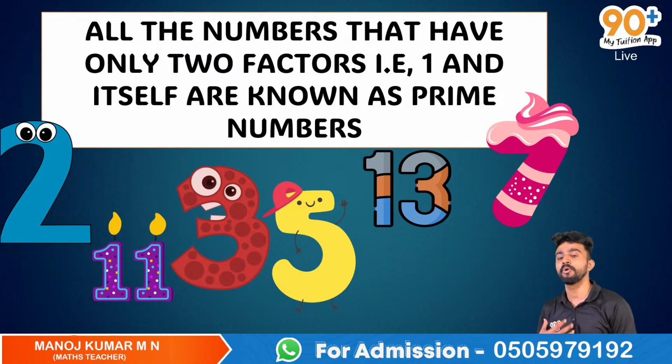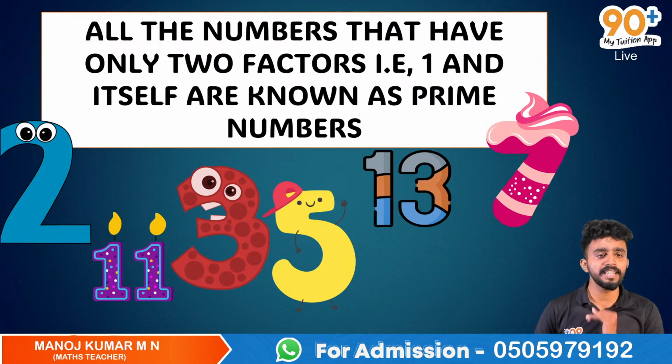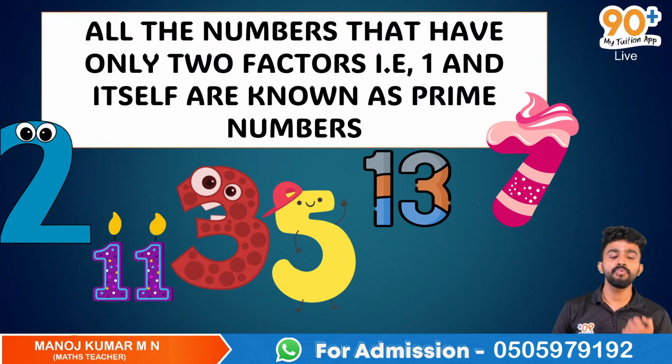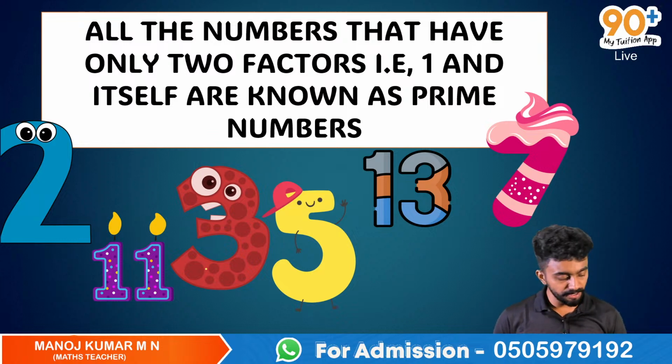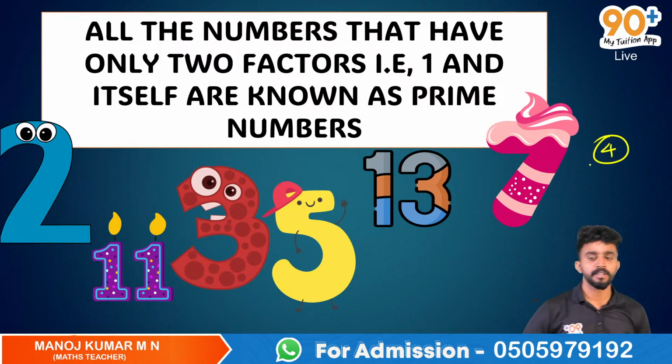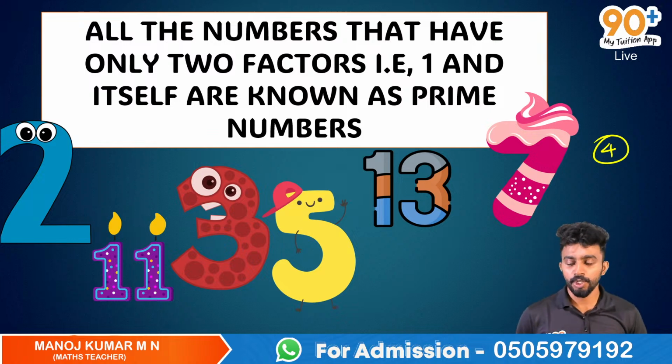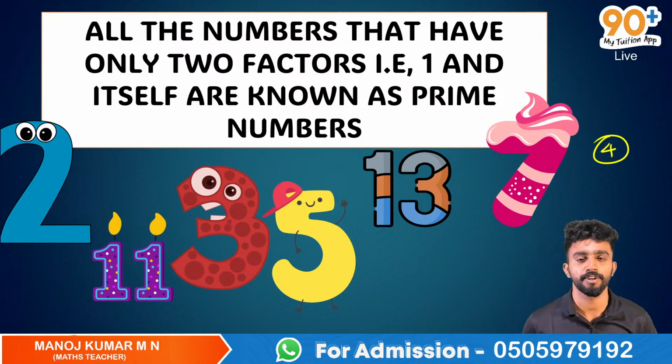We have one more major point to focus on. All the numbers that have only 2 factors, that is 1 and that particular number itself, are known as prime numbers. If I am taking the number 4, will I have just one single factor for it? No, right? 2 into 2 is 4. 1 and 4 are obviously there, and we have one more factor for it, that is 2.